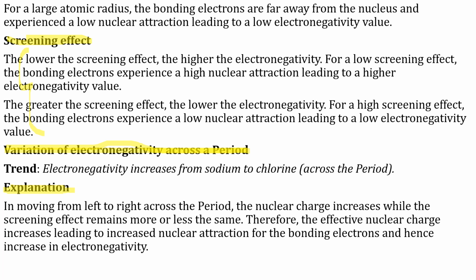And since electronegativity is the tendency of pulling electrons towards the atom, that means that moving from left to right across the period, nuclear charge is increasing. And why is it increasing? It's due to additional protons in the nucleus. Screening effect remains almost the same. And why is it remaining almost the same? Because electrons are being added to the same energy level. So what happens? Increasing nuclear charge outweighs increasing screening effect. So you'll find that effective nuclear charge will increase, leading to increase in the nuclear attraction for the bonding electrons.